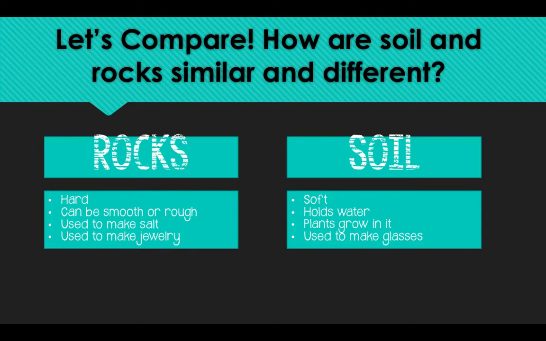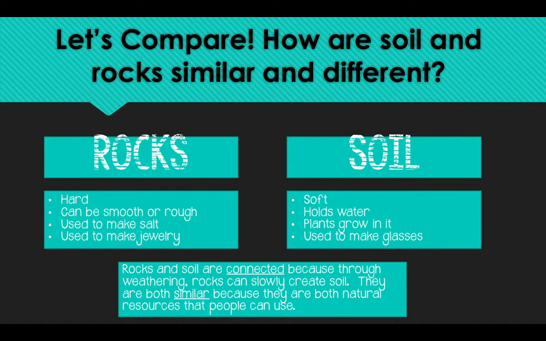So people use rocks and soil for many things that I didn't even think of. And even though they have differences, they're also similar in certain ways. One was the connection we made. Can you remind your partner what connection we made between rocks and soil? Go ahead and pause and see if you can remember it. Did you say that rocks and soil are connected because through weathering, rocks can slowly create soil? Or maybe you thought of some similarities. They're both similar because they're both natural resources that people can use.